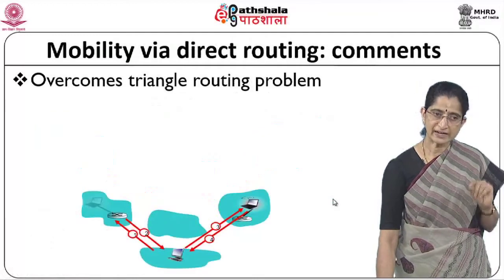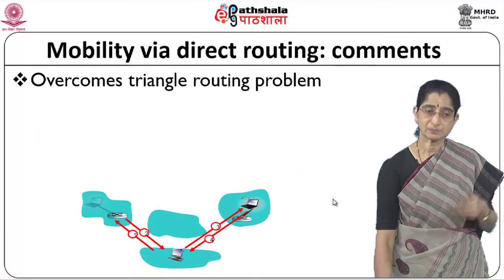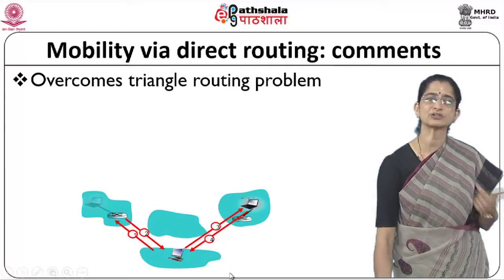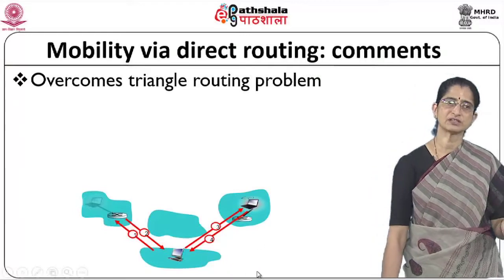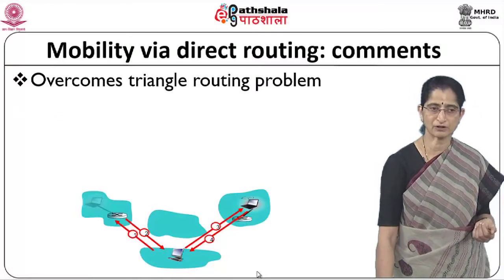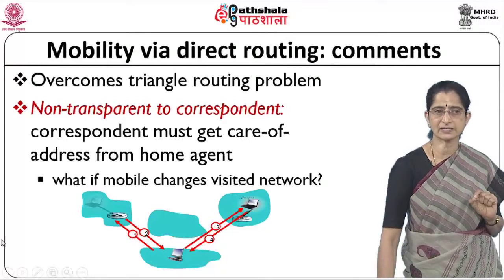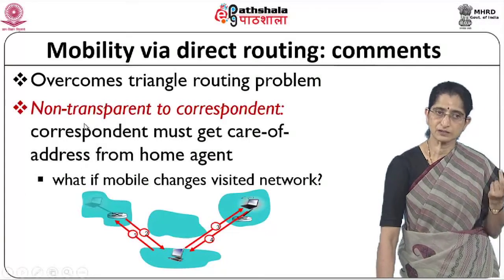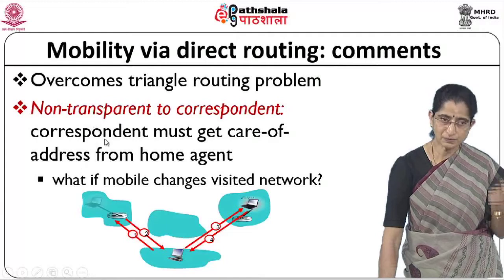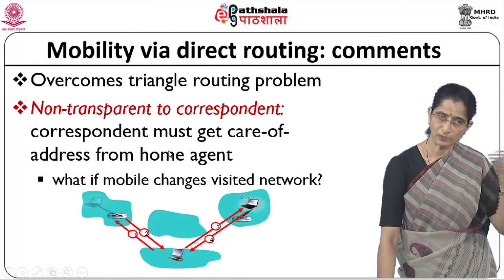Okay, so now this direct routing mechanism will overcome the triangle routing problem, especially the inefficient triangle routing problem when both nodes are in the same network, because it knows that the foreign agent is right there on its network. So, it can directly send it to that particular node. That is definitely an advantage, but the disadvantage is that it is non-transparent to the correspondent, because now the correspondent must get the care of address from the home agent. So, the correspondent node now has to do more work.